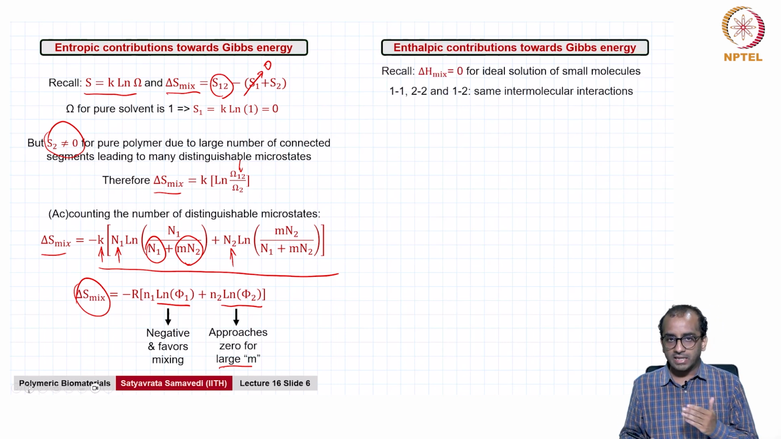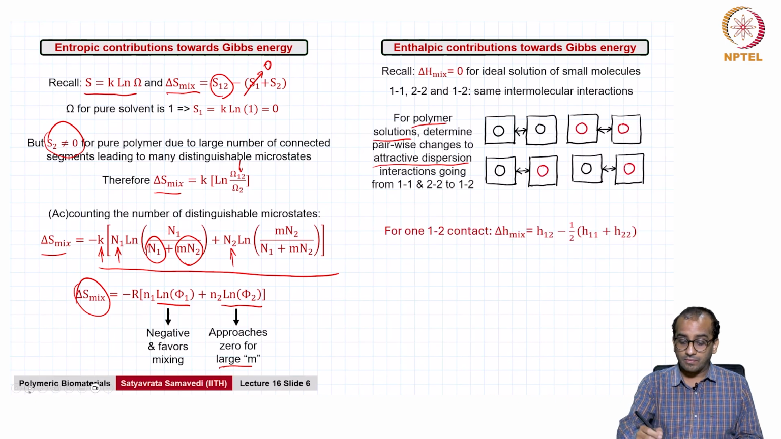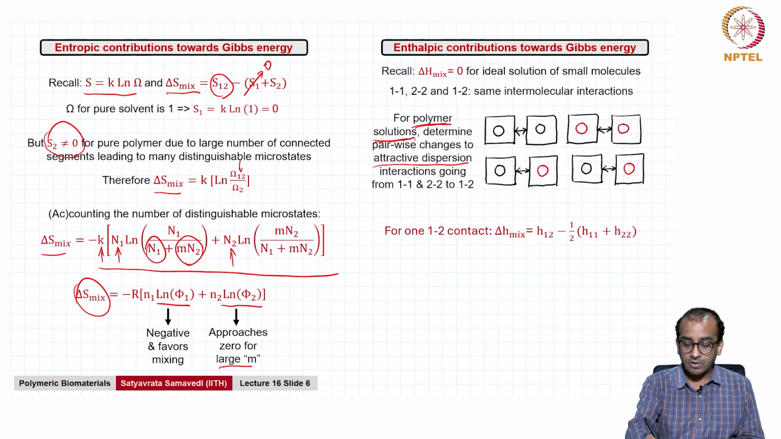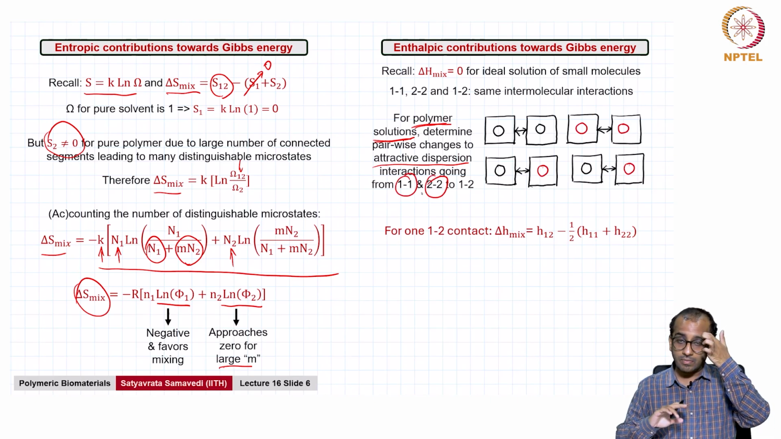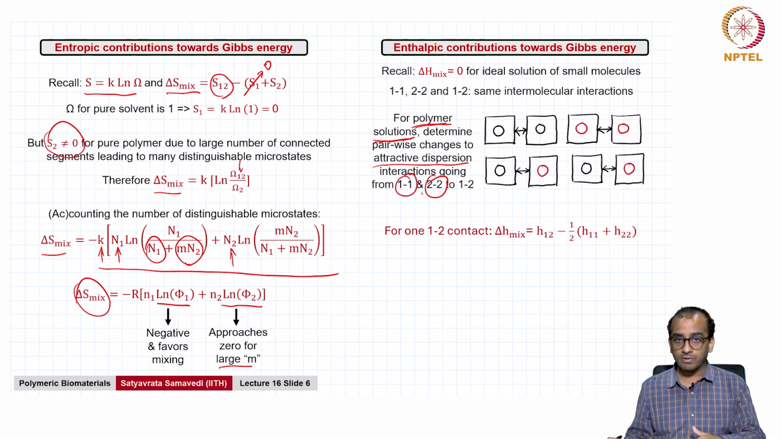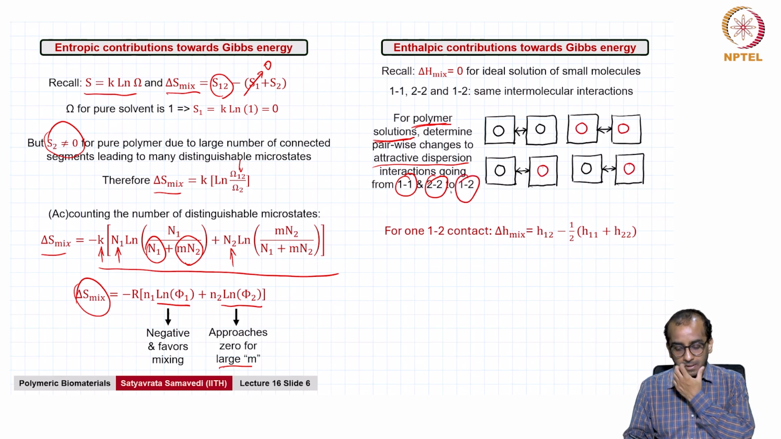Now, you come to the enthalpy contributions towards Gibbs free energy. Now, we never looked at this in the ideal case because we said delta H mix for ideal case is 0. So, for polymer solutions, what we are seeing is we are going to determine pairwise changes to attractive dispersion or van der Waals interactions going from a 1-1 or a 2-2 state, namely the solvent-solvent interactions and polymer-polymer interactions to a polymer-solvent interaction state.